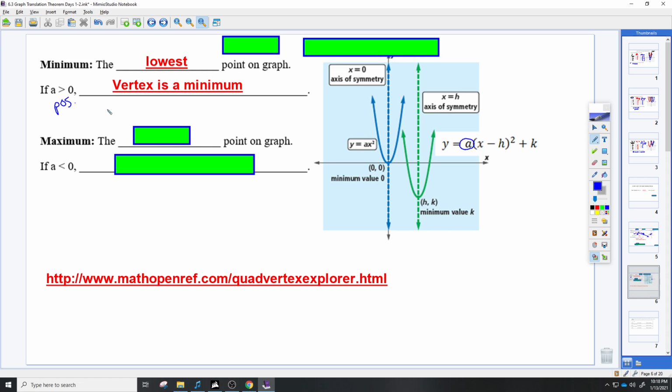As an example, if I had something very simple like y equals 2x squared, because that number is positive, it's going to look like this U shape, and the vertex is a minimum here.